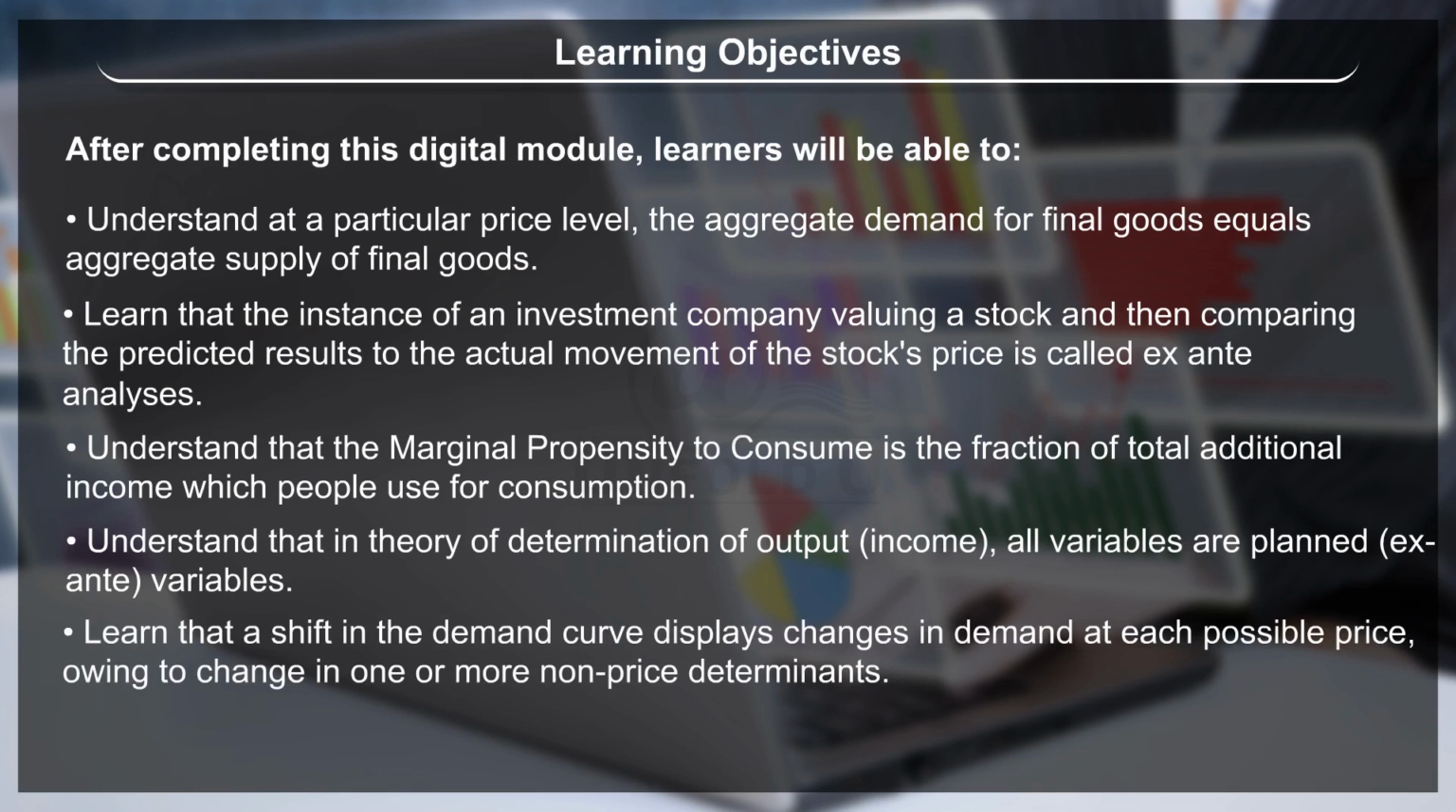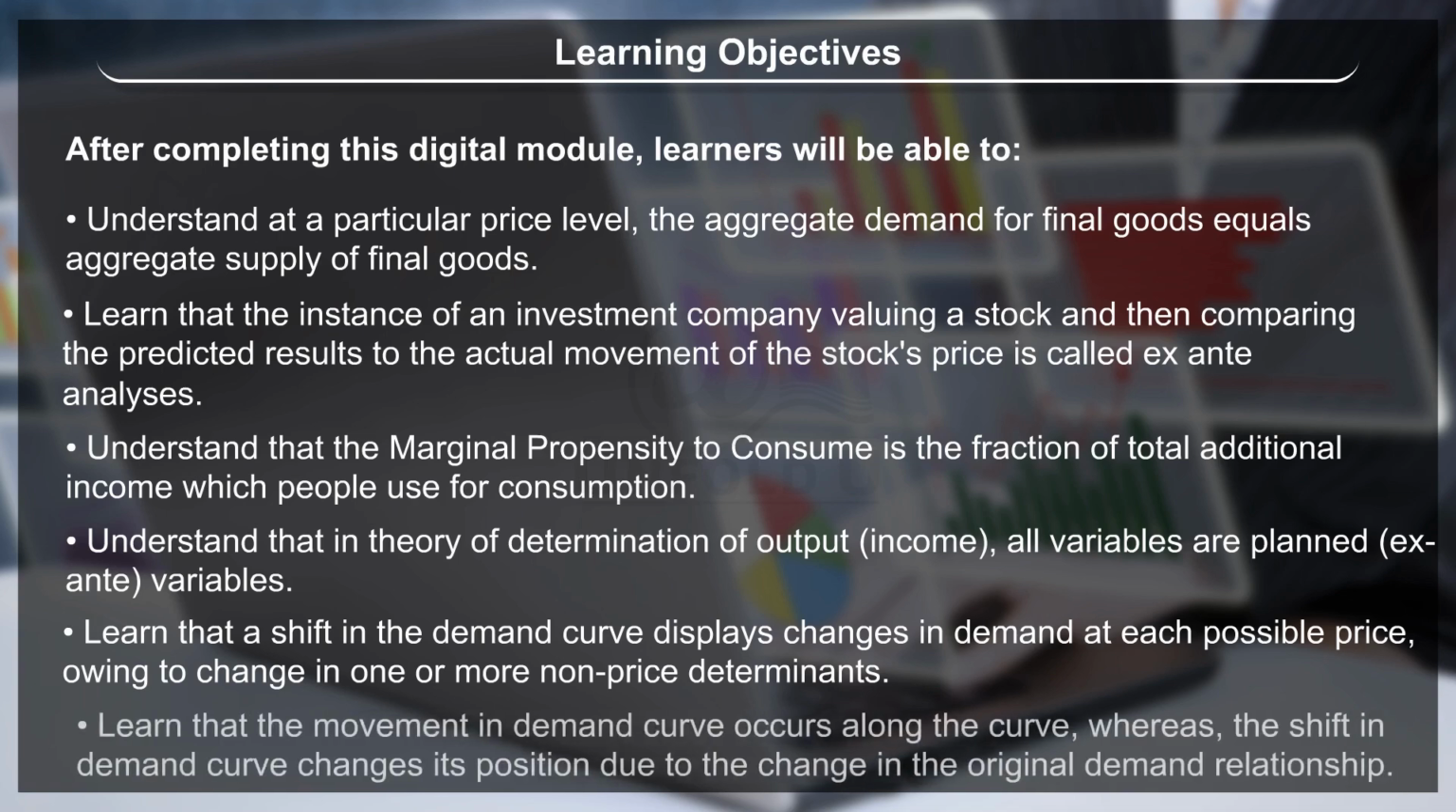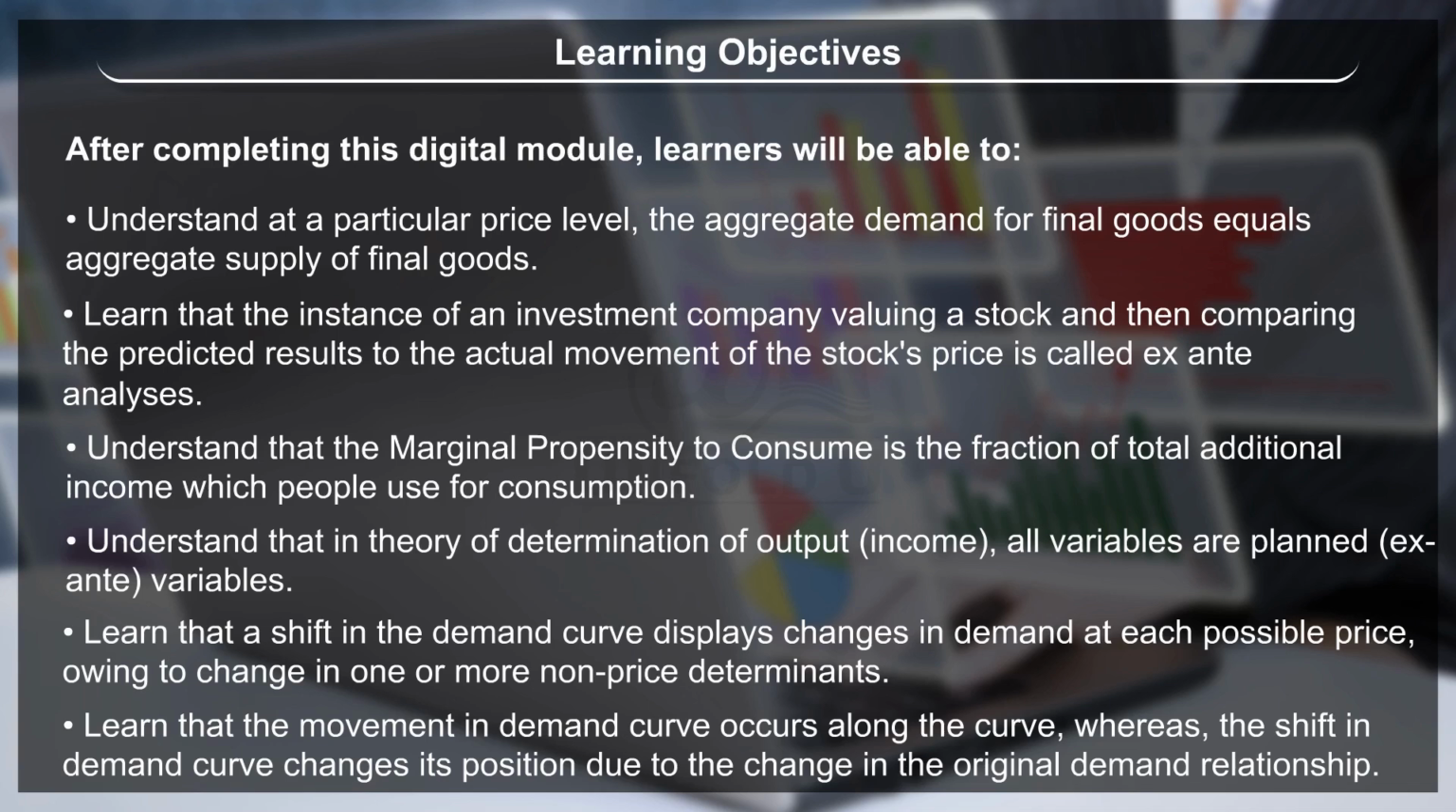Learn that a shift in the demand curve displays changes in demand at each possible price, owing to change in one or more non-price determinants. Learn that the movement in demand curve occurs along the curve, whereas the shift in demand curve changes its position due to the change in the original demand relationship.